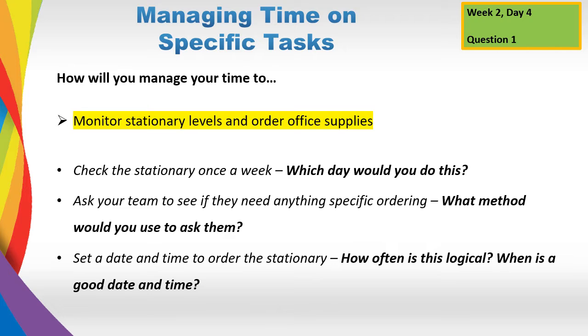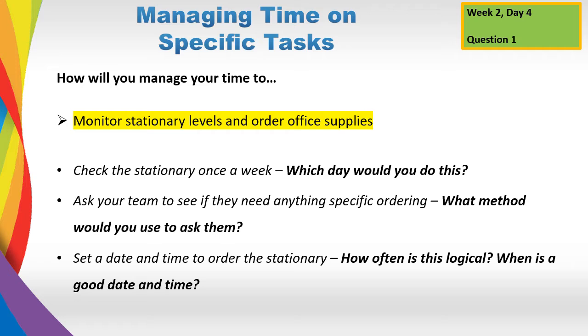How could you manage your time when you are monitoring stationery levels and ordering office supplies? So you'd need to check the stationery about once a week, roughly. But which day would you do this? Is there a day where you think it would be better to do this? Ask the team and see if they need anything specific ordering. So think about what method you might use to ask them that question.